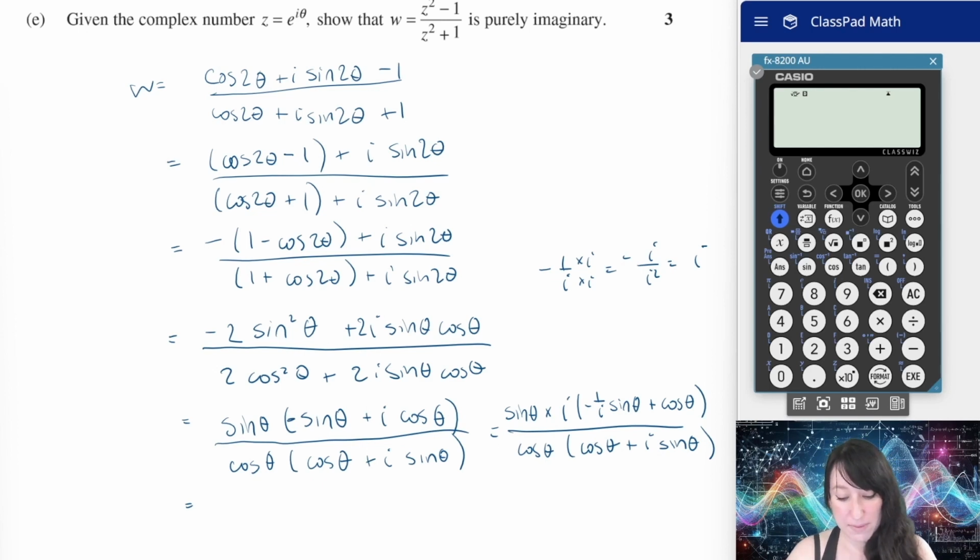So simplifying, this becomes sine over cosine, which is tan, times i, times 1, since the numerator and denominator brackets are the same. Since tan theta is a real number, i times tan theta is an imaginary number, purely imaginary, we have no real components.